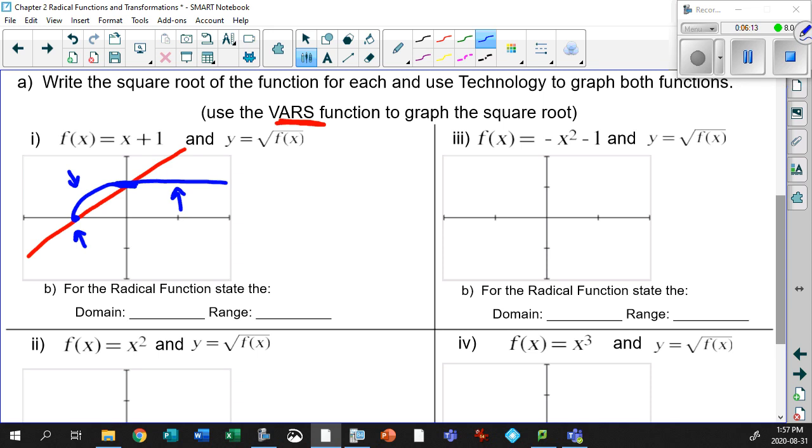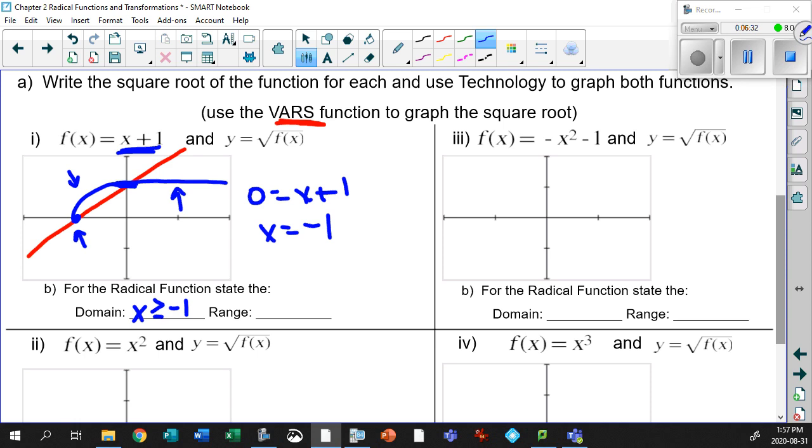Interesting. Domain and range. Well, the domain for this guy obviously starts at that x-intercept. That x-intercept, of course, happens when y equals 0, right? Bring the 1 over, you get x equals -1. Isn't that interesting? Our domain has to be x greater than or equal to -1.